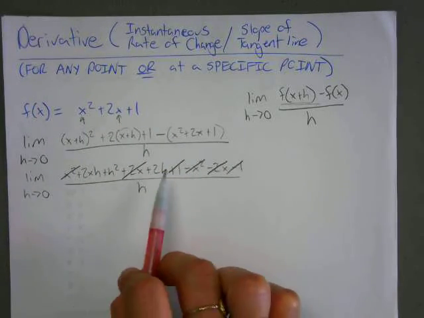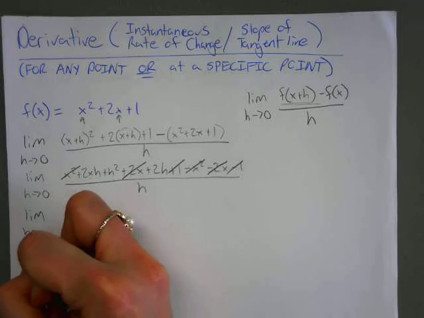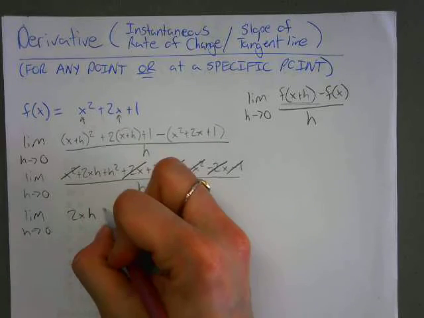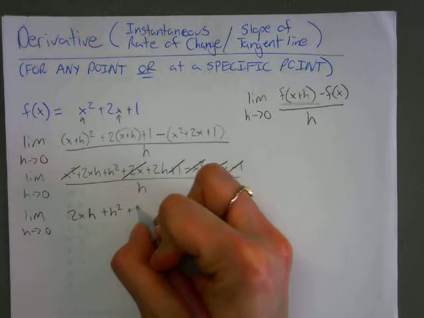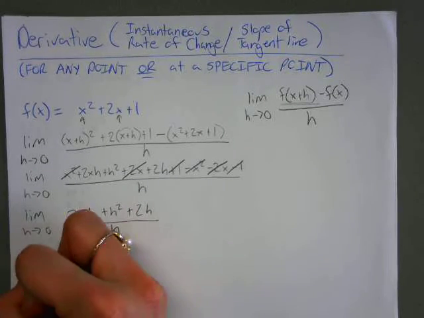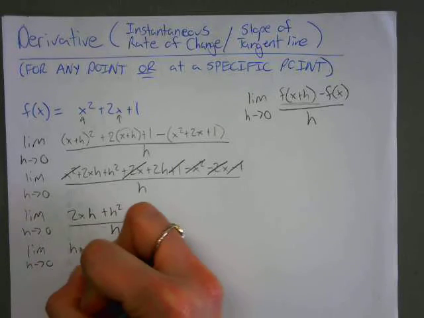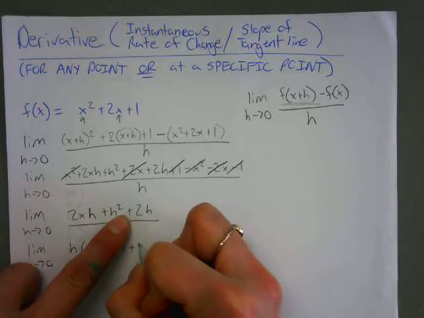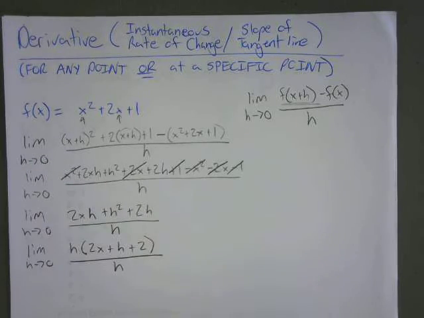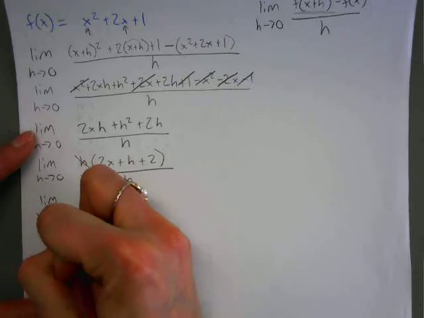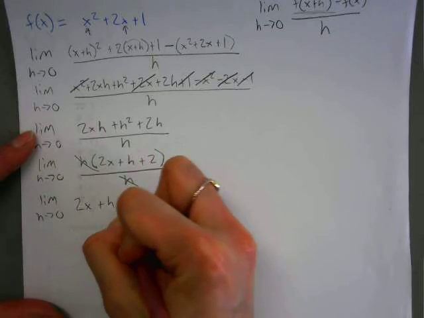So everything I'm left with, each of these terms has an h in it, which is good because we're trying to cancel a common factor of h with the bottom so that we can get away from this indeterminate form. And as long as all of these have h's, I should be able to factor an h out front. So I'm going to pull an h out front. That'll leave behind 2x plus h plus 2 all over h. And now my common factor of h will cancel, and I'm left with the limit as h approaches 0 of 2x plus h plus 2.